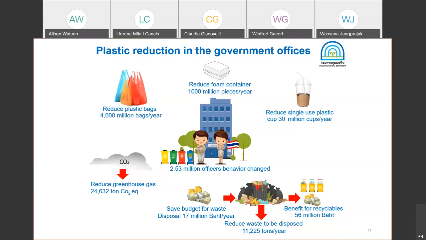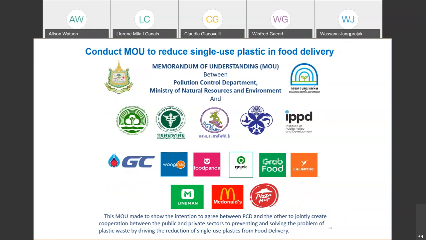This is the program where we conduct an MOU to reduce single-use plastic in food delivery with more than five delivery platforms, to reduce the plastic waste and single-use plastic from food delivery. Next slide, please.